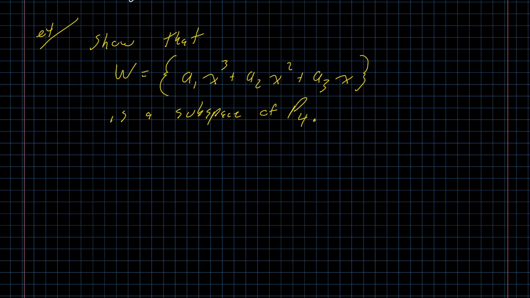I would like you to take a look at this set. W is the set of all vectors, some constant a1 times x cubed, plus some constant a2 times x squared, plus some constant a3 times x. And I want you to show that this is a subspace of the vector space of fourth degree polynomials P4.